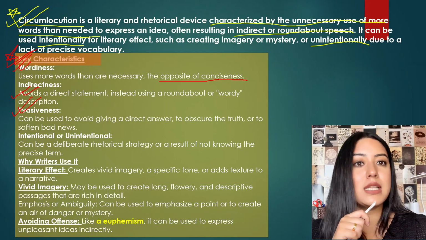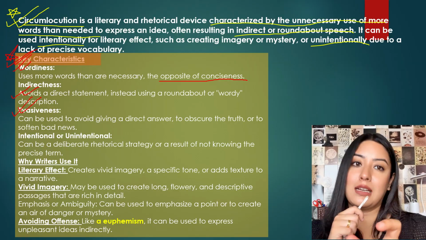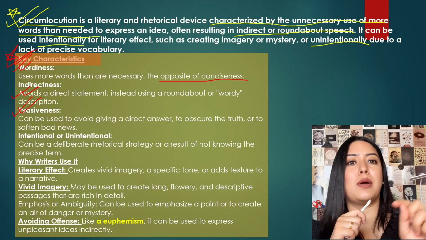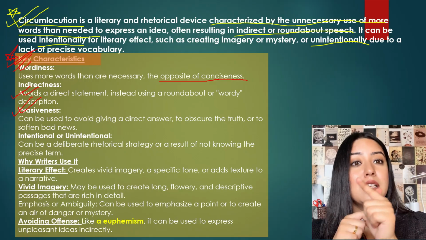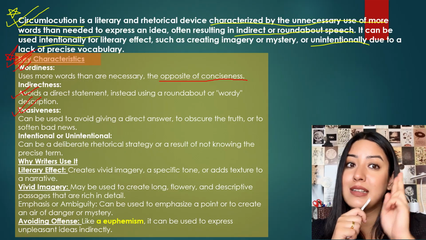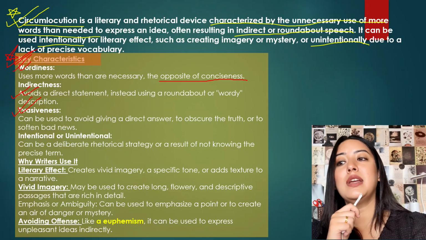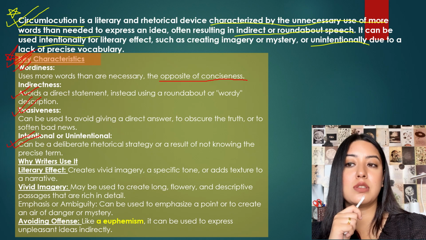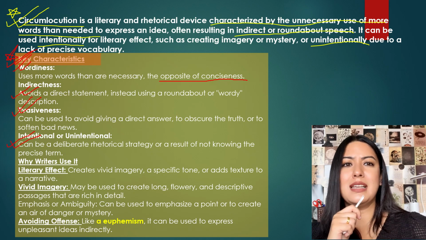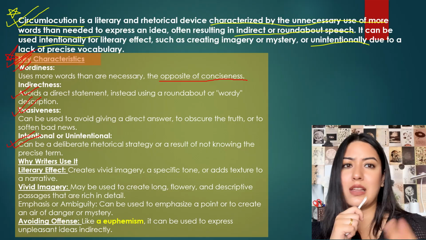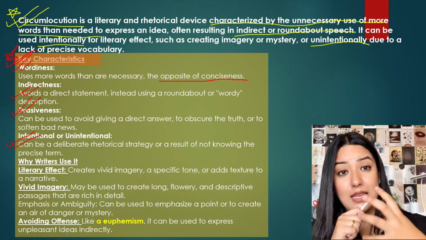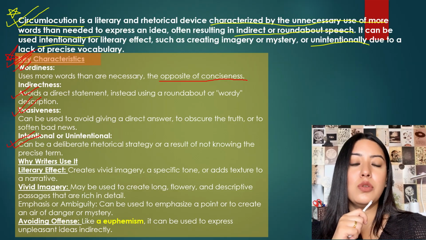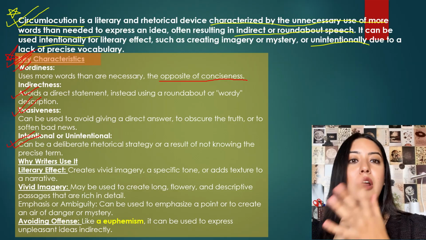Evasiveness means you're evading the direct point, you're evading the truth, you're going a roundabout way. This is where it is very closely connected to euphemism, but there's still a difference. I'll talk about it. Then you have intentional or unintentional: they can be a deliberate rhetorical strategy, or a result of not knowing the precise term. Intentional is when you do it deliberately, like I said, Rebecca deliberately elaborates on that driveway. Unintentional is when you don't have the right words, so you beat around the bush to get to the point.